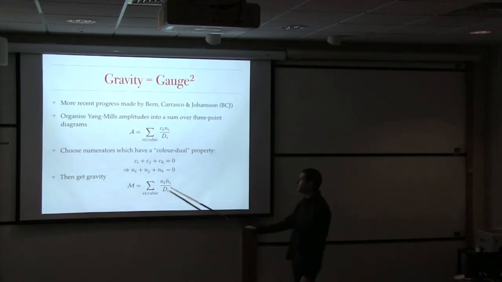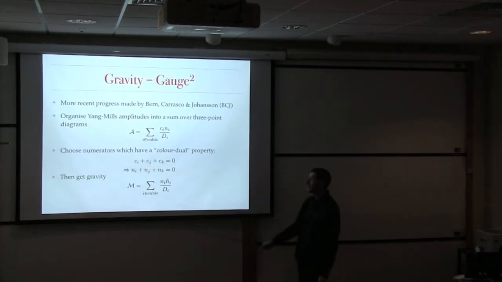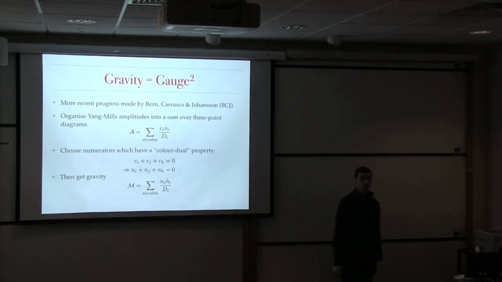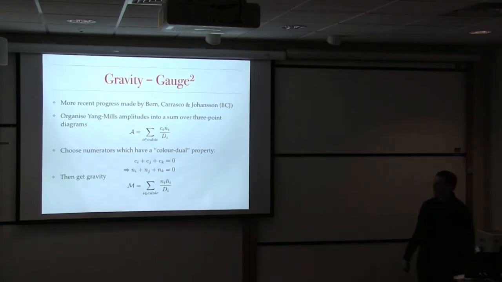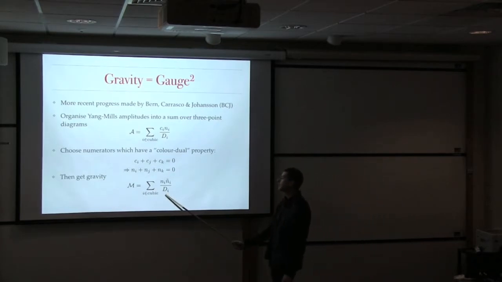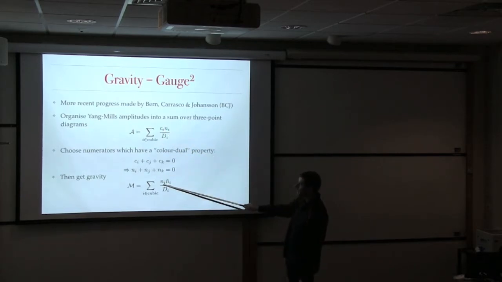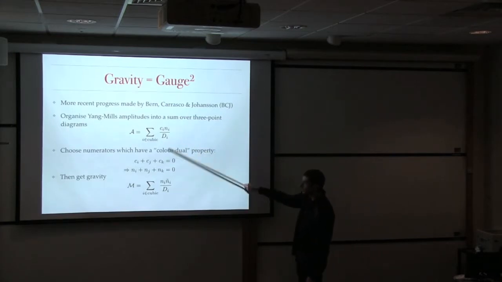And the idea of BCJ is that you make a choice of kinematic numerators, the n's, such that any time a set of diagrams i, j and k has color factors that satisfy this Jacobi identity, then the numerators satisfy the same Jacobi identity. And you do that for every possible set i, j and k which have this Jacobi property. So you use the huge freedom in these n's to make this specific choice. That's the idea. Once you've done that, the scattering amplitude of gravity is given from the scattering amplitude of Yang-Mills theory by a simple procedure of replacing the color factor C by another copy of the kinematic numerator N. So that's the precise BCJ squaring map.